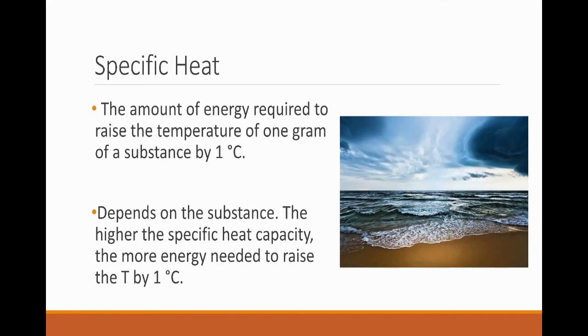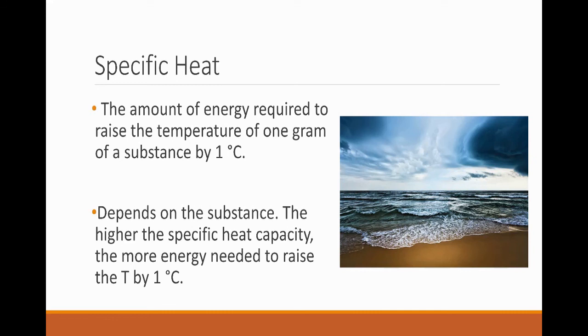And so the specific heat of an object is the amount of energy that's required to raise the temperature of that substance by 1 degree Celsius. So to raise the temperature of 1 gram by 1 degree Celsius. And so one thing that makes metals really good for cookware and for baking things is they have a low specific heat, which means it only takes a little bit of energy to raise their temperature.